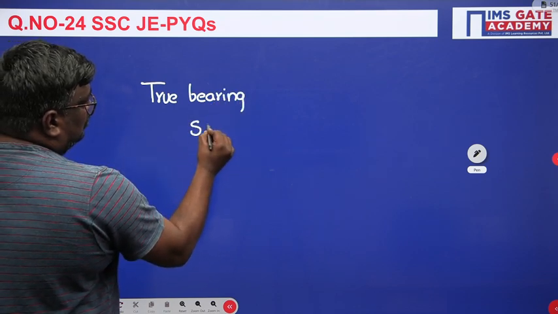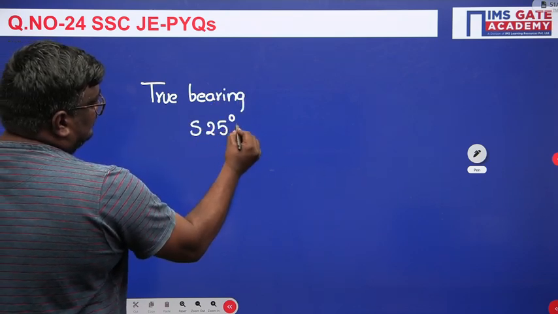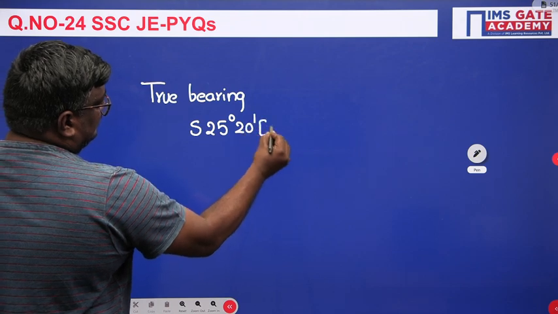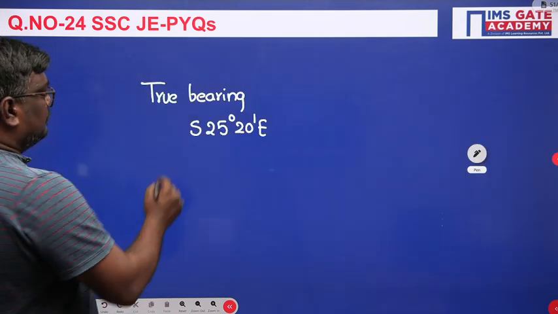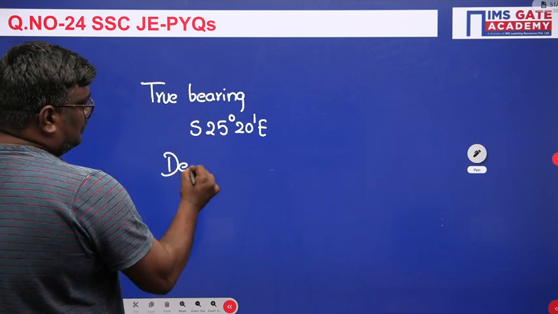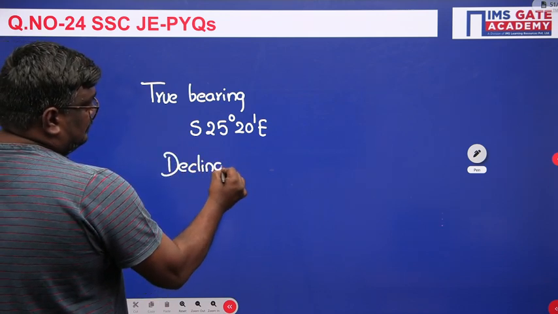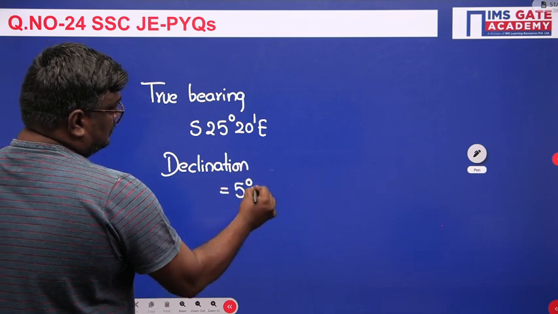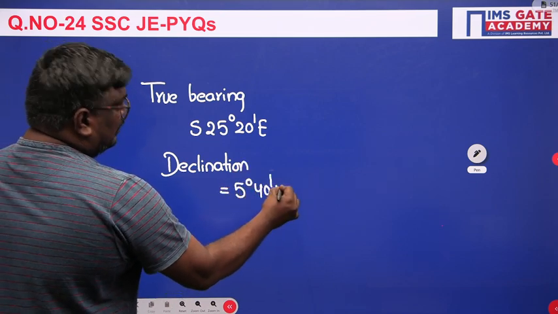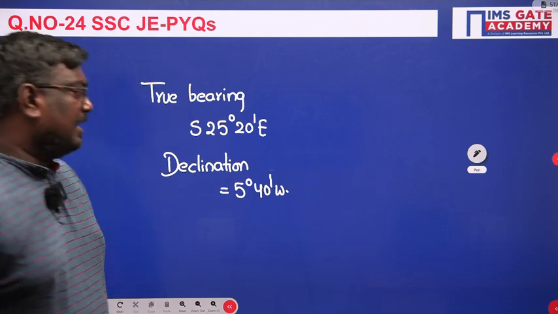South 25 degrees 20 minutes east. And what is the declination? Declination is 5 degrees 40 minutes west. Sir, you can do it in two ways. Let me tell you in the diagram way.